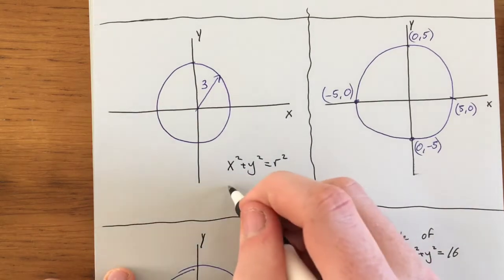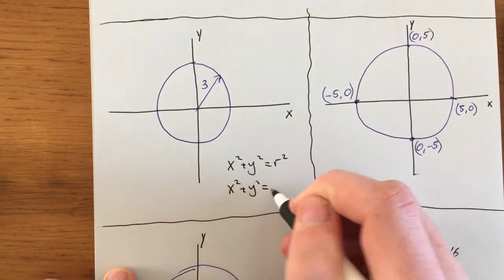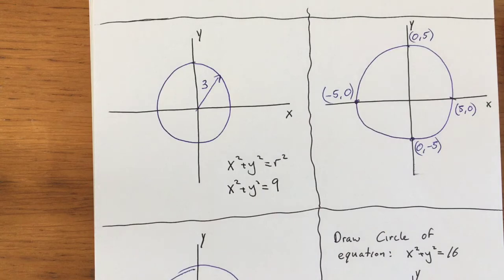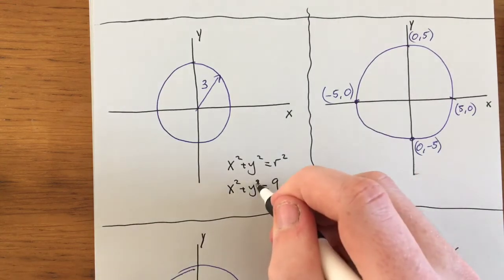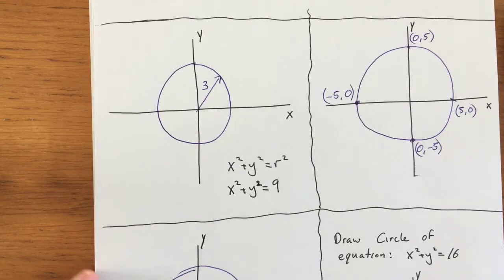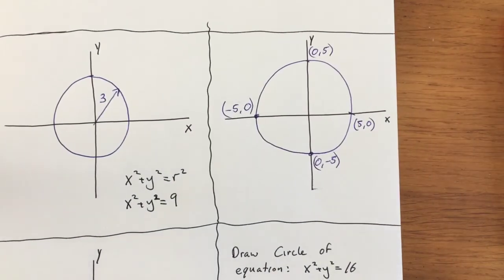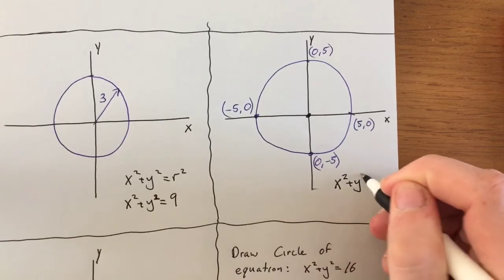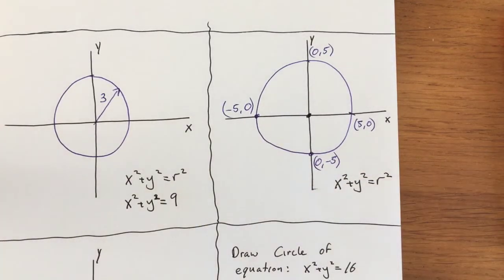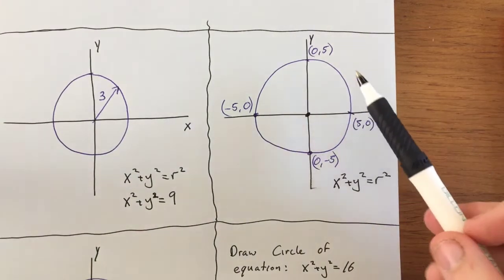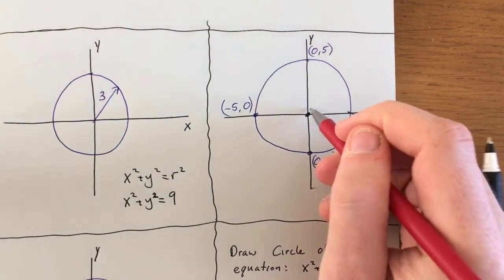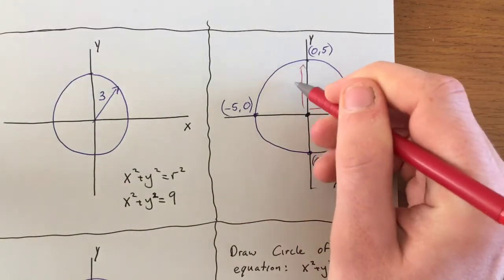So the equation is going to be x squared plus y squared is equal to the radius squared, which will be 3 squared, which will be equal to 9. And it's as simple as that. So that is the equation for that first circle. The next circle, once again, its center is definitely on 0, 0. So its equation is definitely going to be x squared plus y squared is equal to r squared. And if we look at where the circle cuts the axes, it is clear that the radius of this circle is definitely going to be 5 all the way around.